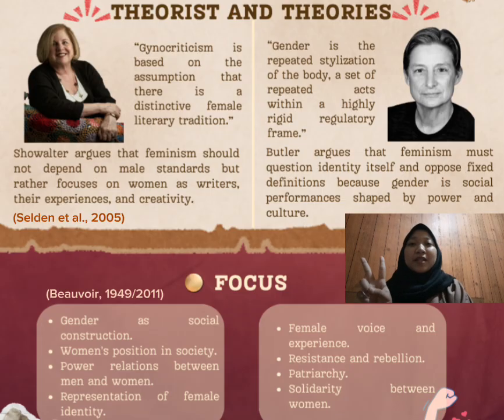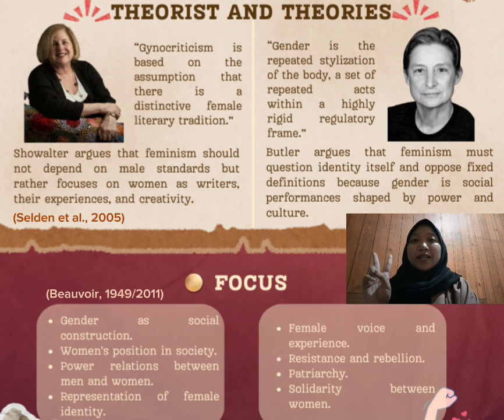There are two feminist theories. The first one is Showalter. Showalter argues that feminist criticism should not only analyze how women are represented by men, but also study women's literature as a tradition. She introduced the idea of gynocriticism, which focuses on women as writers, their experience, themes, and literary history. She emphasized that women's writing has been shaped by social conditions such as education, marriage, and economic dependence.